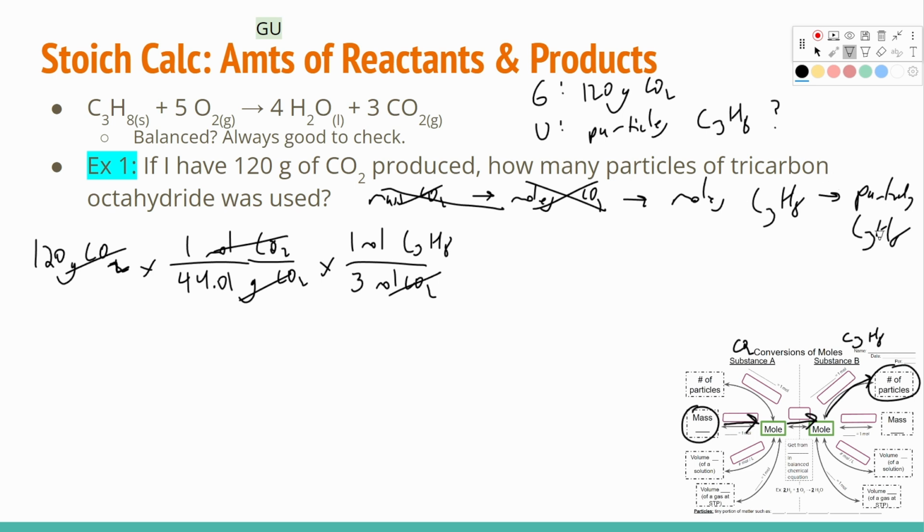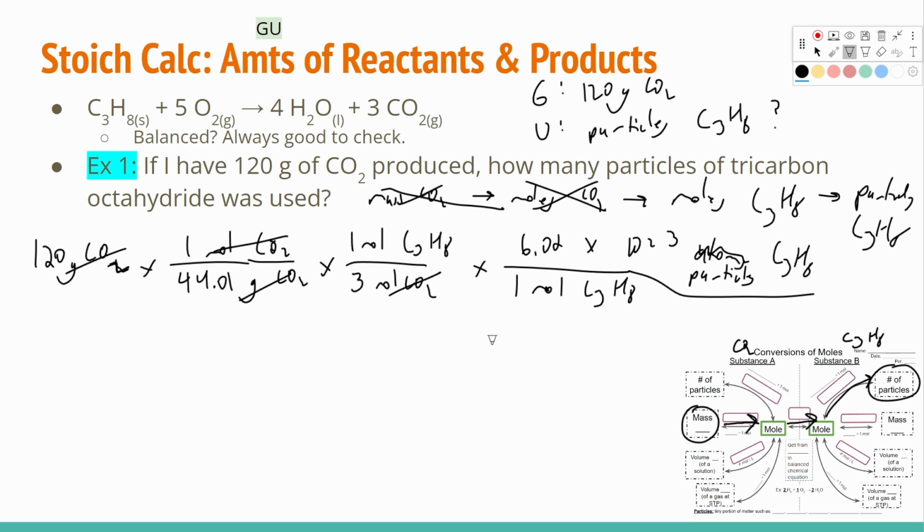And so I need to go to particles. In order to go to particles, I need to use Avogadro's number. So Avogadro's number is that big number with 1 mole of that substance. So I want to make sure 1 mole of C3H8 is on the bottom, and then Avogadro's number is on the top, of C3H8. I wrote atoms, I meant to write particles. Yeah, just fix it. Particles. Cool. And so there you go.